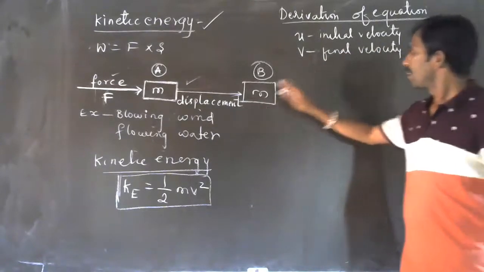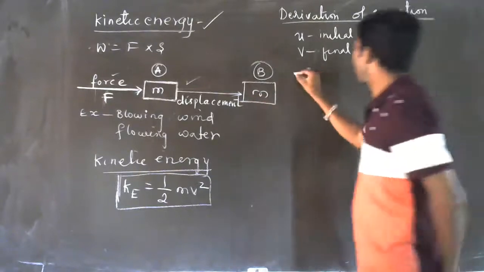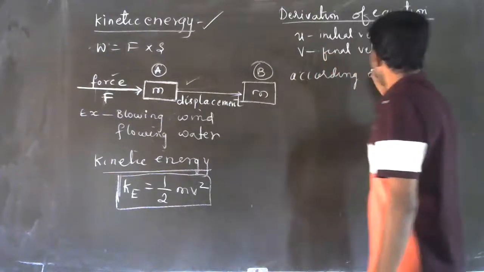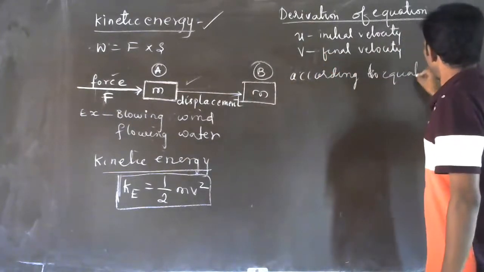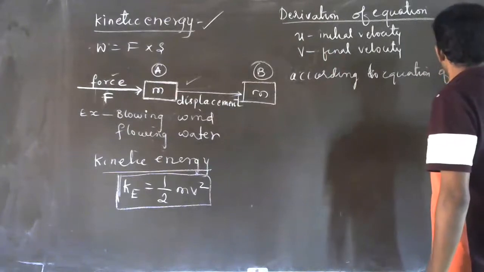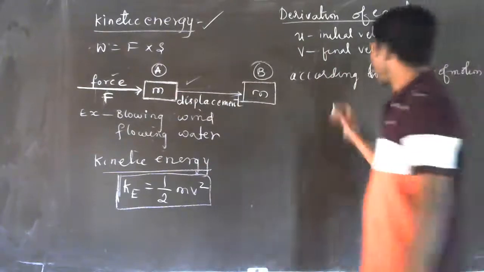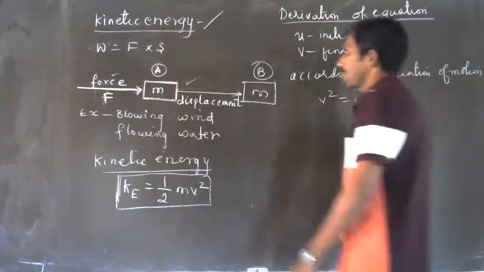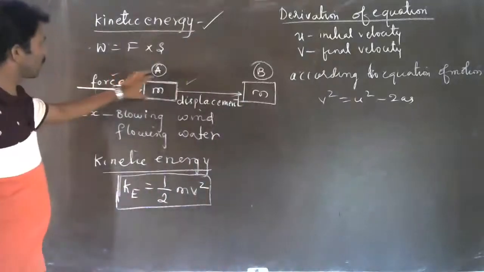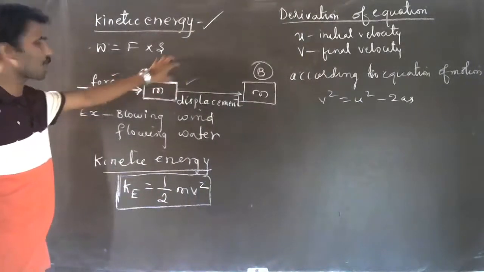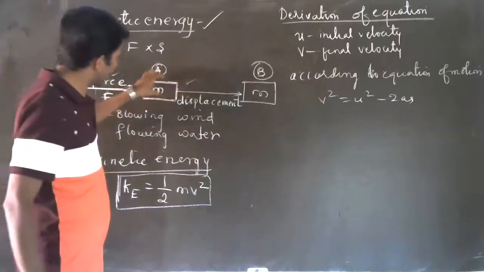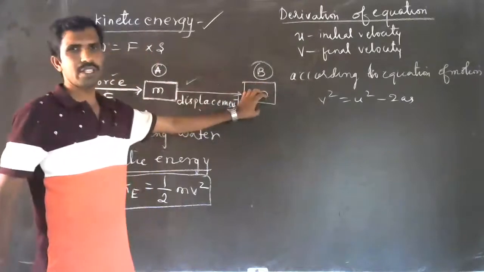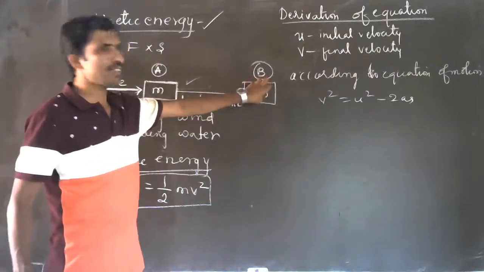According to the equation of motion, we know that v square is equal to u square plus 2as. Understood? When a force is applied, this object will have some initial velocity. Because of the force it will be displaced, and during that time it will have some final velocity. And when it comes to rest, the kinetic energy becomes zero. You know that.